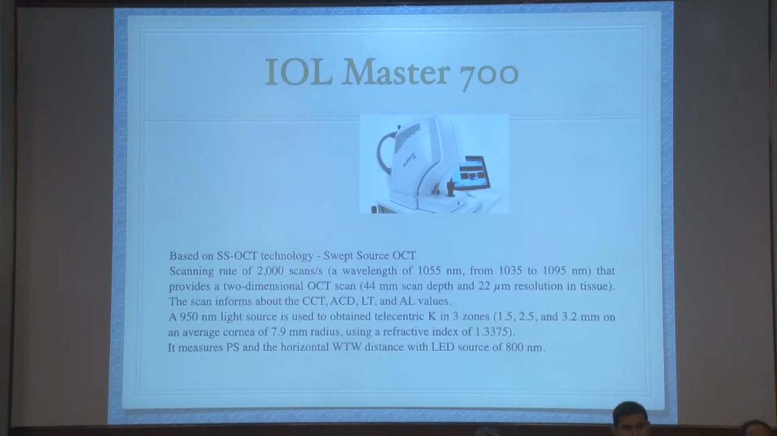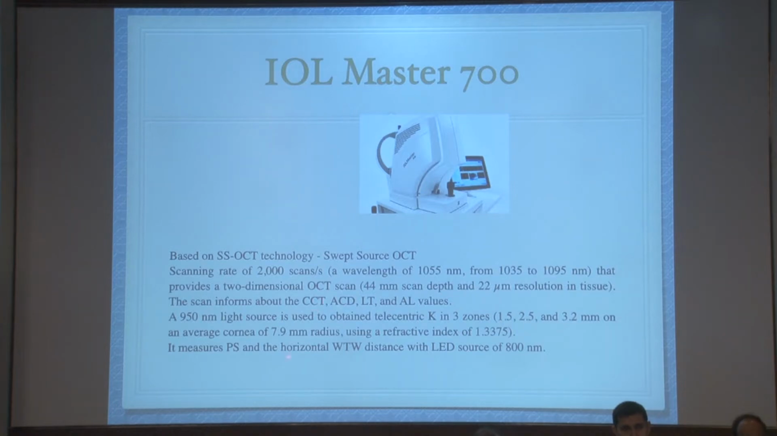So now came the swept source OCT based biometers. The IOL Master 700 is one of the devices which uses swept source OCT. It uses a scanning rate of 2000 scans per second and a wavelength of 1055 nanometers, and it provides a two-dimensional OCT scan. So we get all the information about corneal thickness, ACD, lens thickness, and axial length.